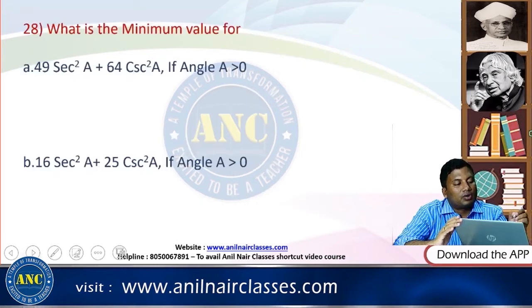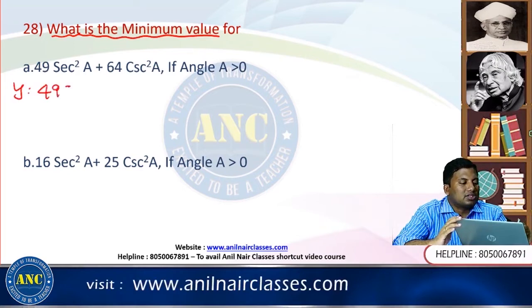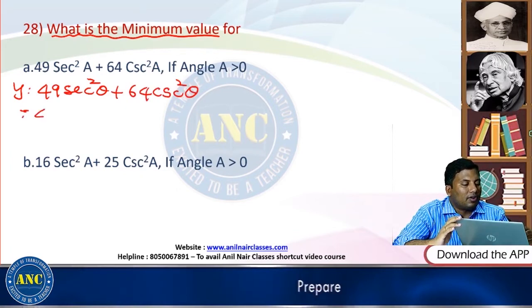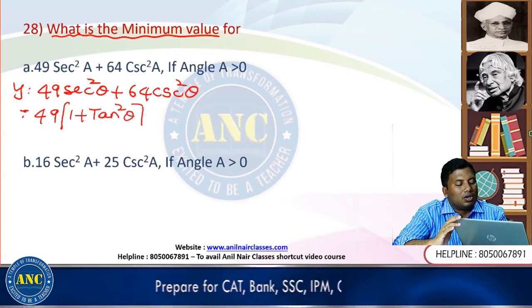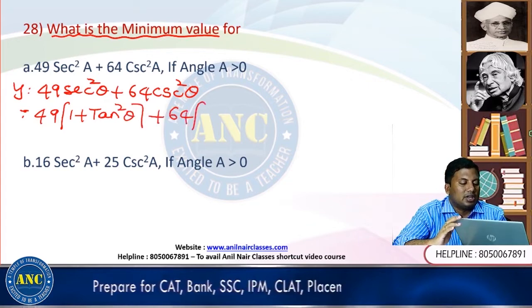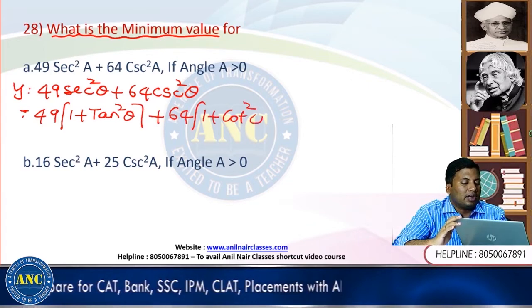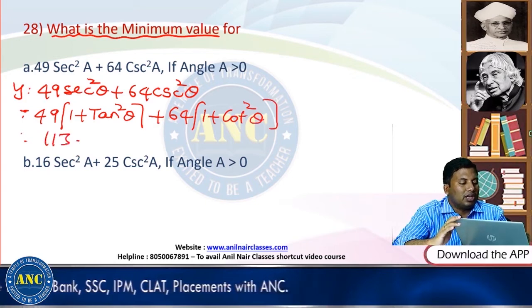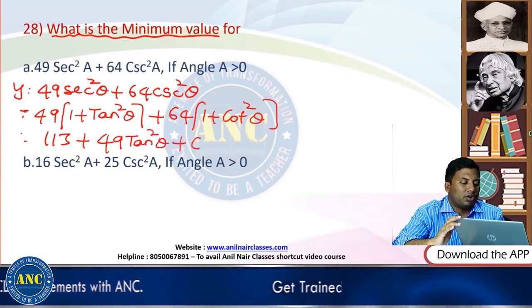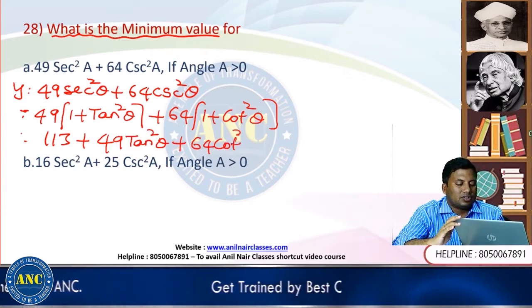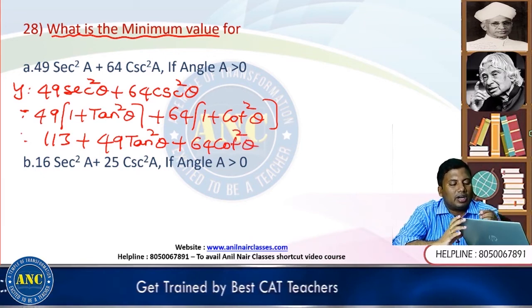Next, another beautiful question. What is the minimum value for 49 secant square theta plus 64 cosecant square theta, theta is greater than 0? 49 secant square theta can be written as 1 plus tan square theta. Cosecant square theta can be written as 1 plus cot square theta. 49 plus 64 is 113, plus 49 tan square theta plus 64 cot square theta.